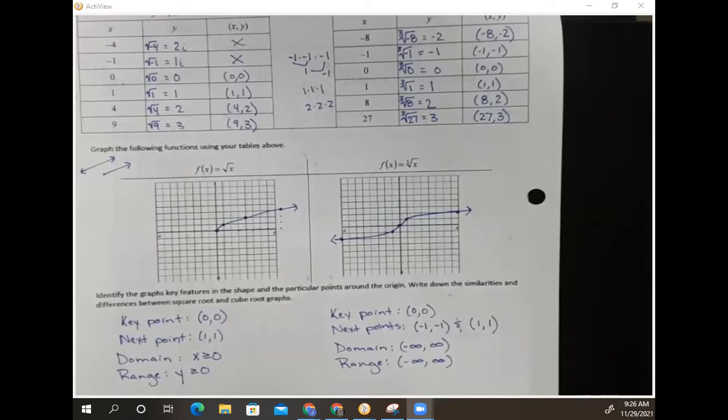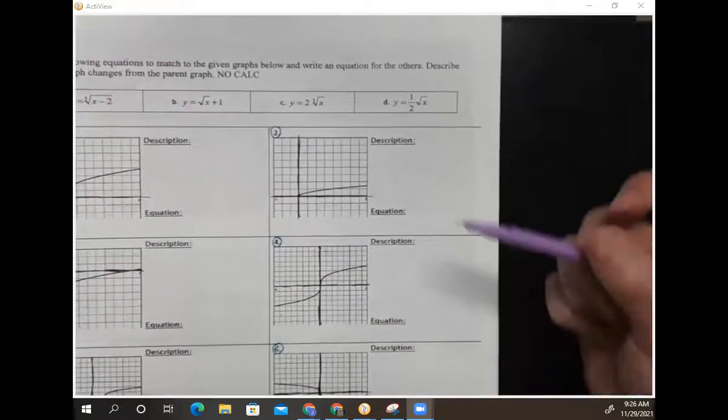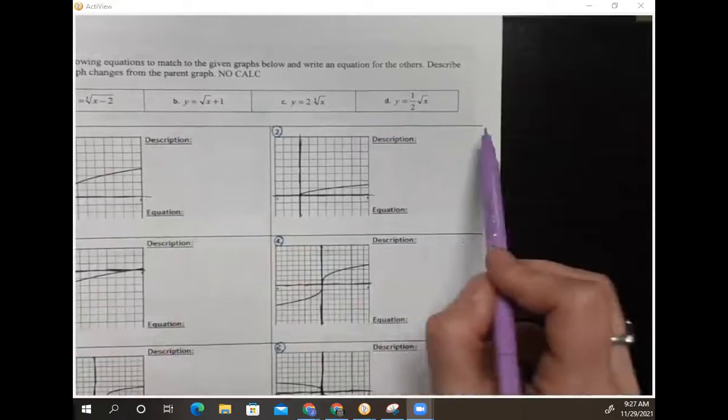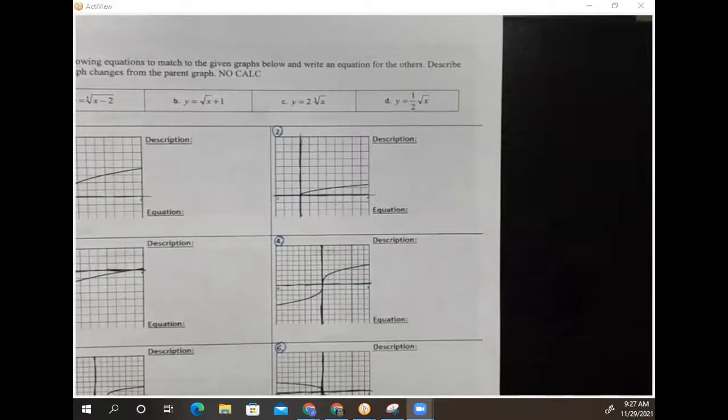So now with these parent functions refreshed in our brains, we're going to take a look at graphing things that are not just square root of x or cube root of x. Okay, so go ahead and turn the page for me. And we're going to take a look at the evens on page 3 for today. Just like with our warm-up problem, we've got some functions up at the top. For these, though, I want to start with the description and see if those descriptions match any of the functions that we've got listed there.